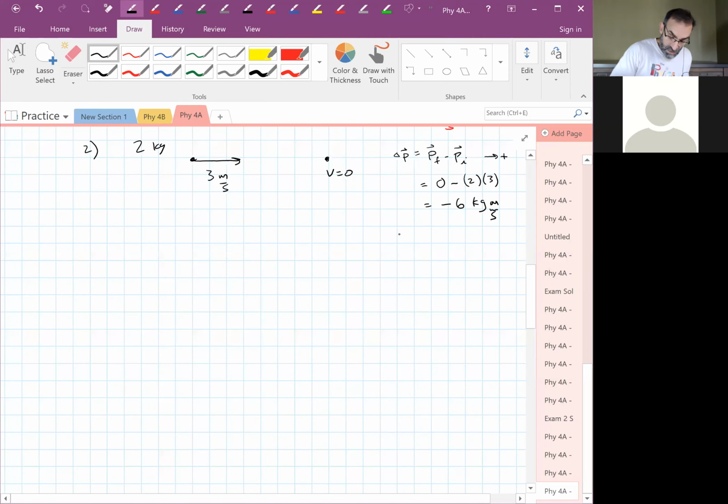And I can do it vectorially. My final momentum is 0. My initial momentum is 6. So the opposite of that would be to the left. My change in momentum is 6 to the left.